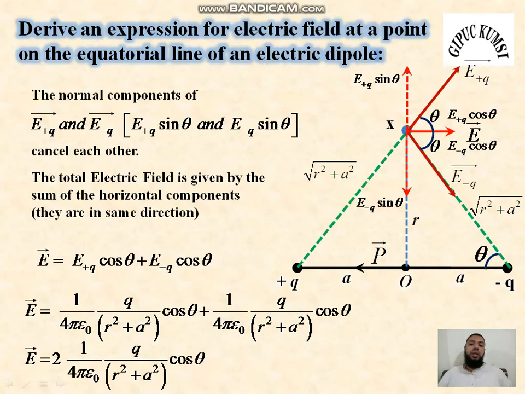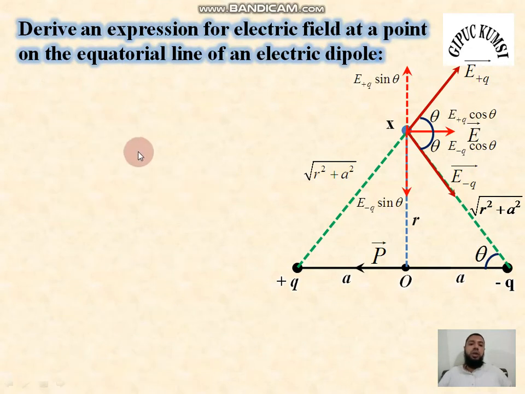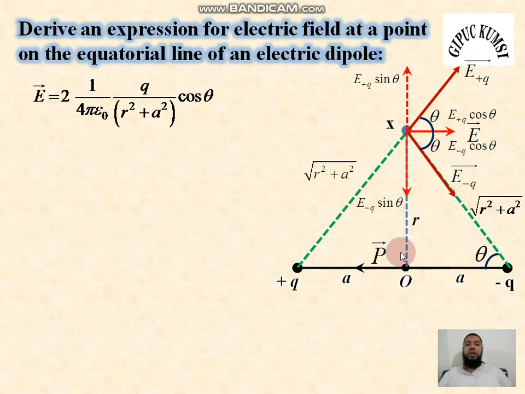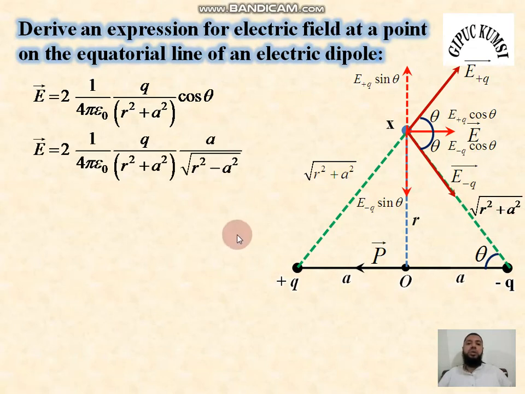Now let's substitute the value of cos theta. Let us find the cos theta value from this diagram. From this diagram, what is the value of cos theta? From this right angle triangle, if I take this angle as theta, then cos theta is adjacent by hypotenuse. Adjacent is a, hypotenuse is square root of r square plus a square. Substitute the values. Therefore cos theta is equal to a by square root of r square plus a square.